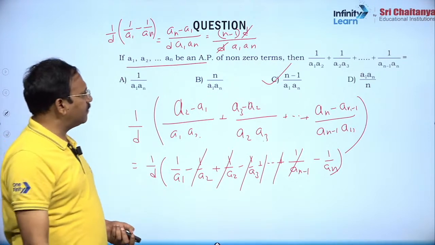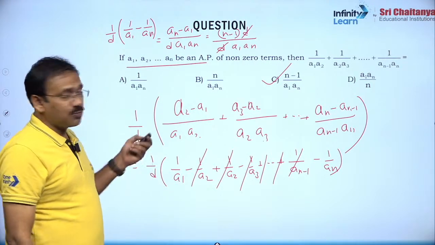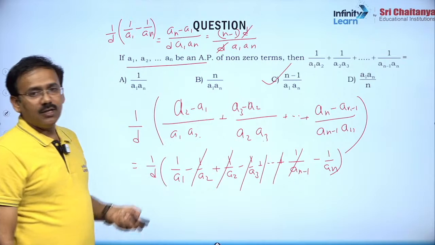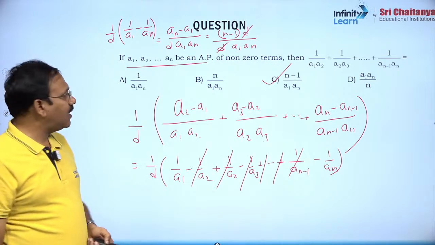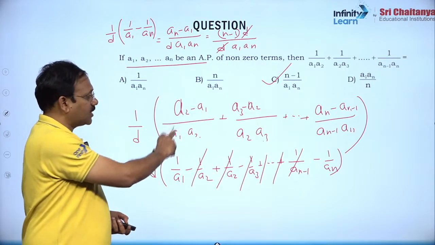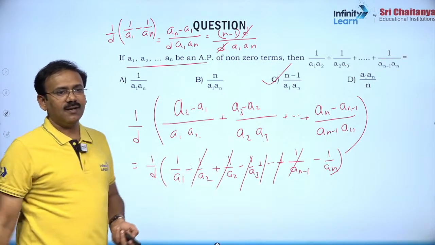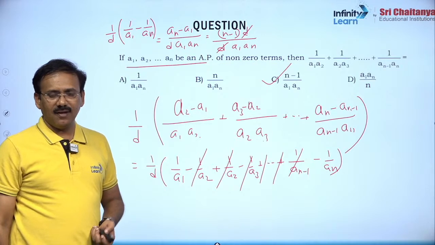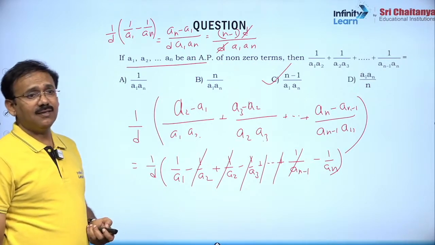Here the logic is simple, dear students: you just write the pattern, and introduce the common difference D in the numerator in terms of the corresponding terms, separate them, and the calculation is done. Right, dear students, clear? Clear?